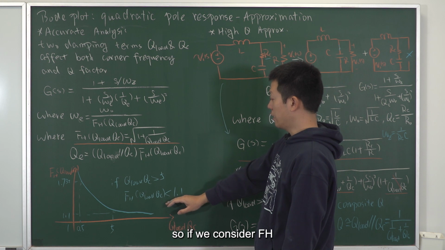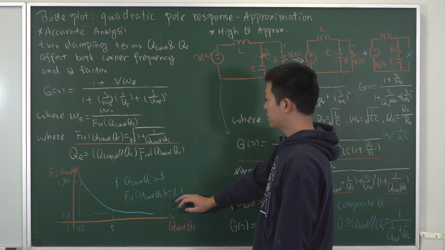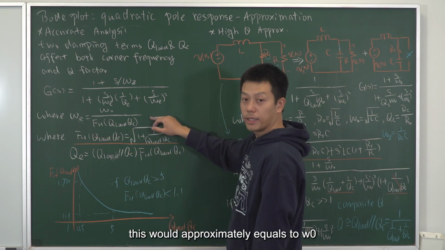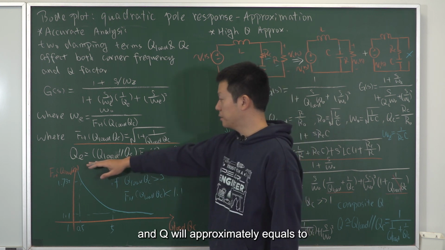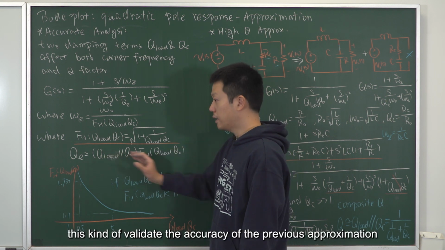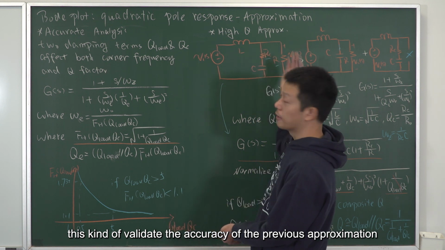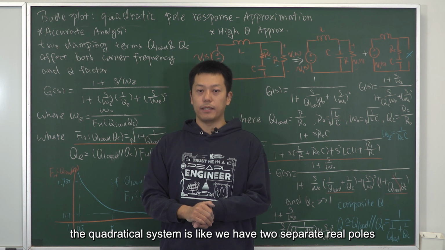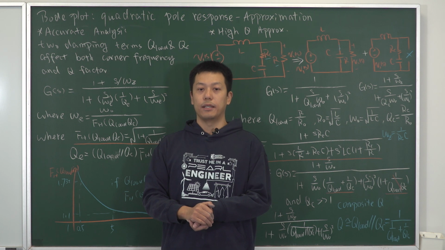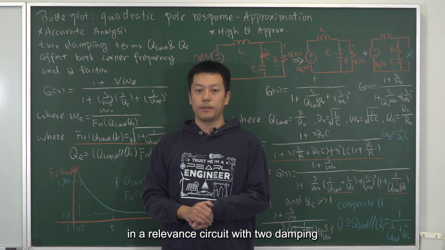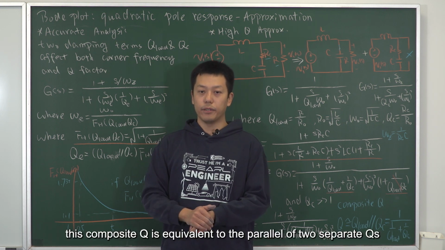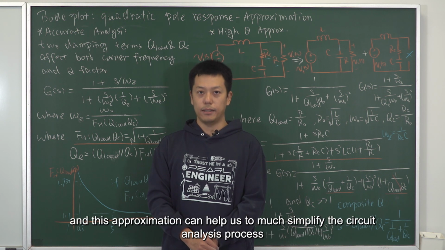So if we consider FH approximately equal to 1, then omega E approximately equals omega 0, and Q approximately equals the parallel of those two Qs. This validates the accuracy of the previous approximation. Okay. So in summary, when Q is very small, the quadratic system is like two separate real poles. But when Q is very large, in a resonant circuit with two damping components, like two resistors, we have a composite Q equivalent to the parallel of two separate Qs. This approximation can help us much simplify the circuit analysis process.